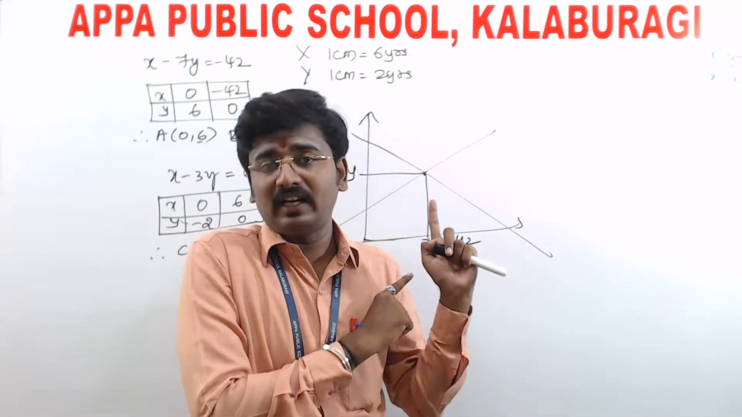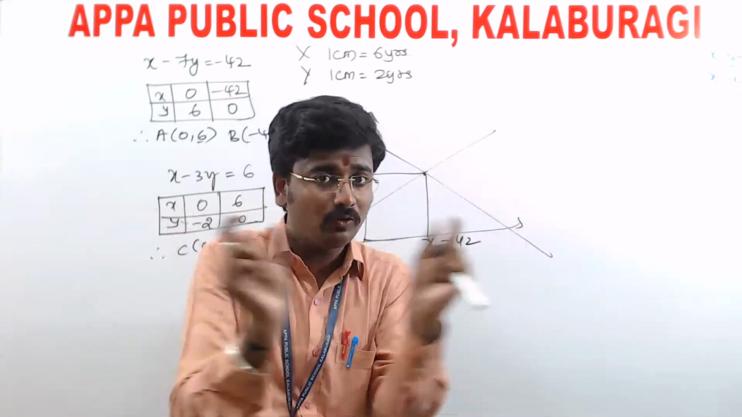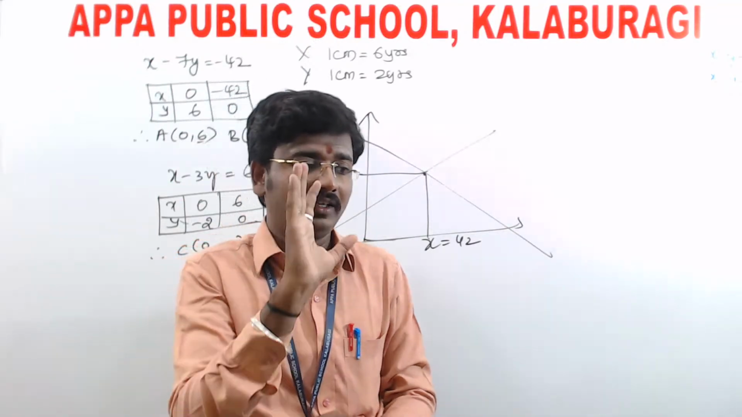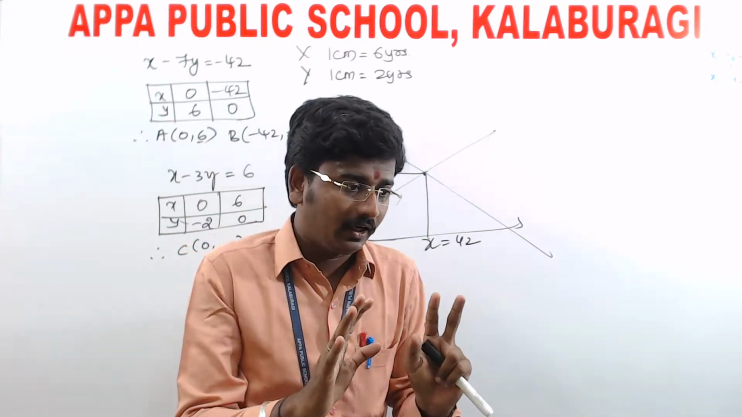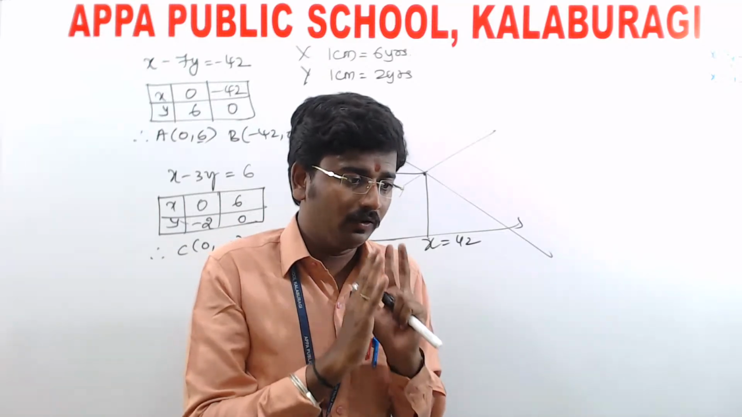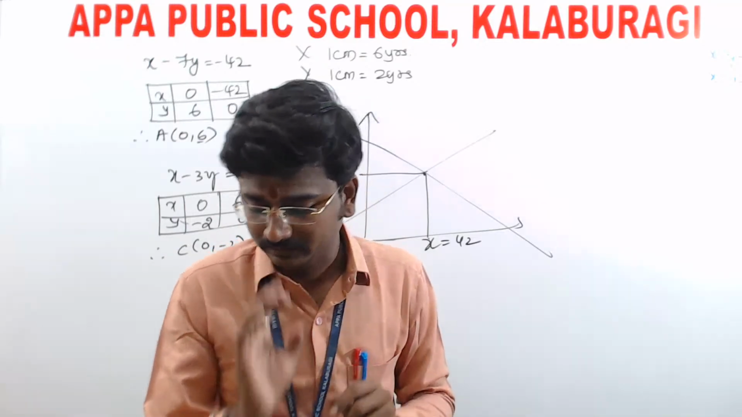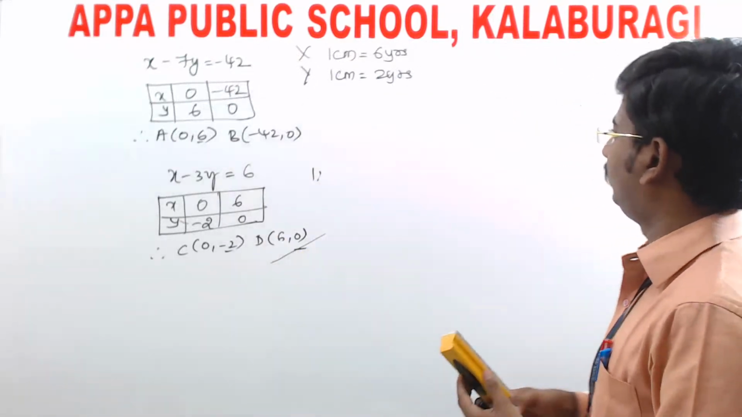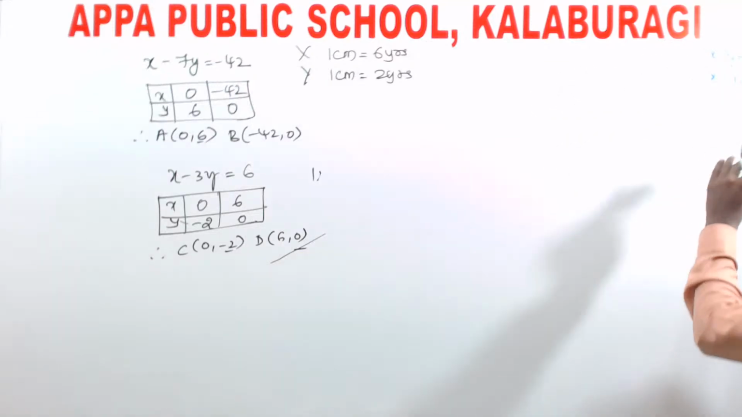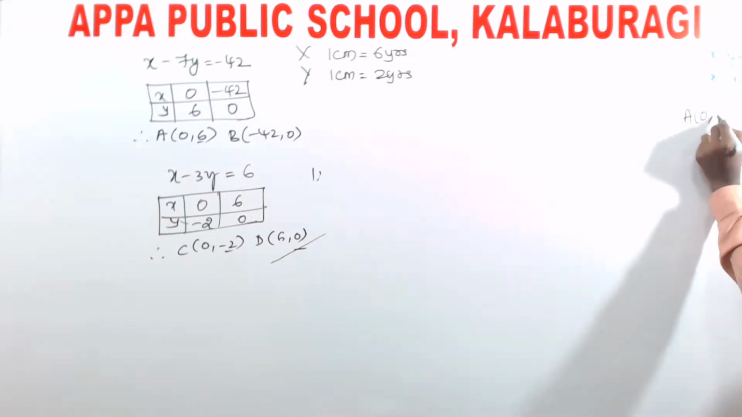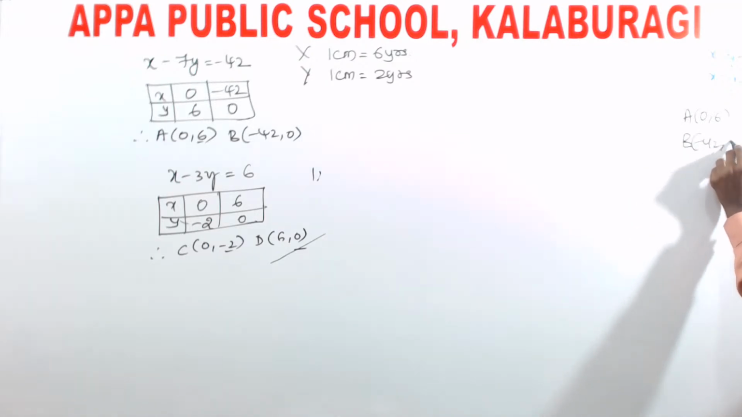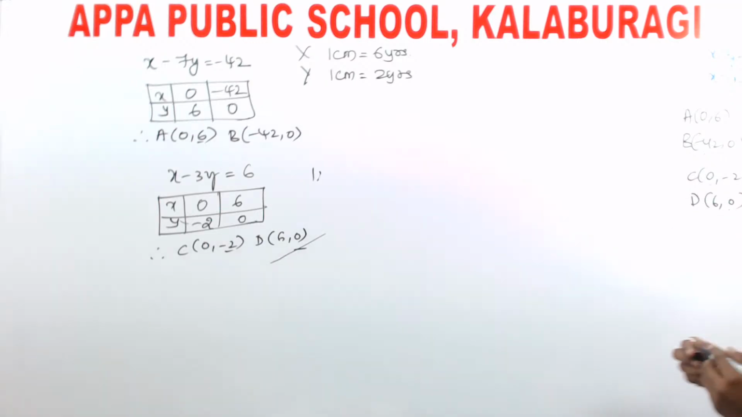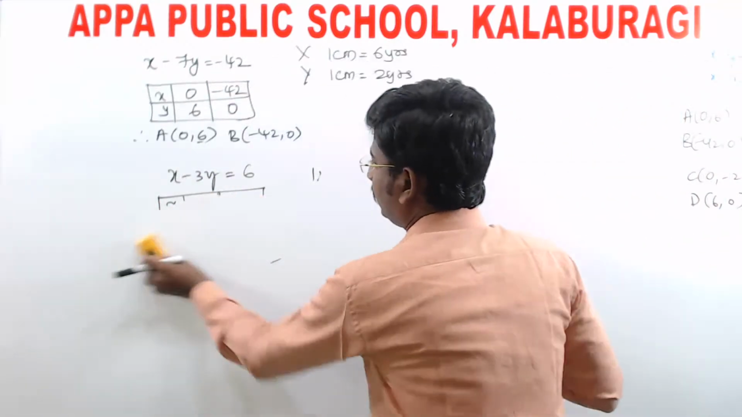Then when you come to graph, you must be able to understand how to adjust the axis. 1 centimeter scaling factor is more important. I hope I am clear to everyone. So now, without wasting much time, let me draw the graph. Better I utilize almost this entire part. For my reference, I write the points here. A is 0, 6, B is minus 42, 0, C is 0, minus 2, point D is 6, 0. So we'll not waste much time now. Let us complete this graph.